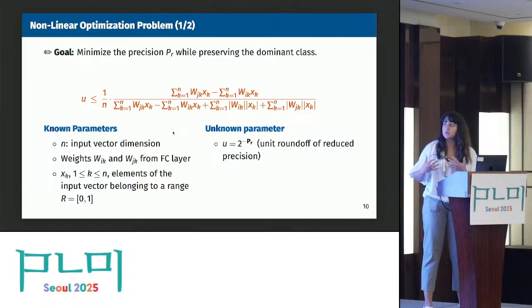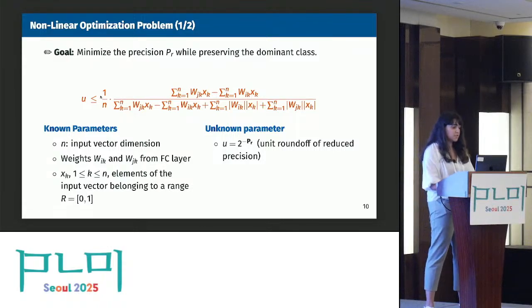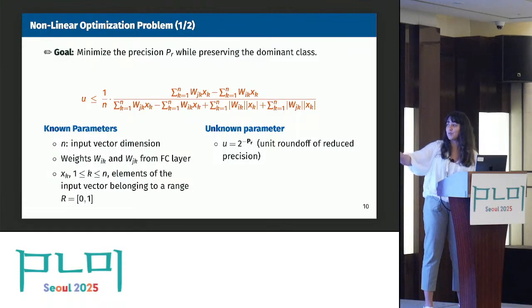As our goal is to minimize the precision PR, or P-reduced, while preserving the dominant class, we find that we are faced with a nonlinear optimization problem. This huge inequality is the problem that we want to minimize.